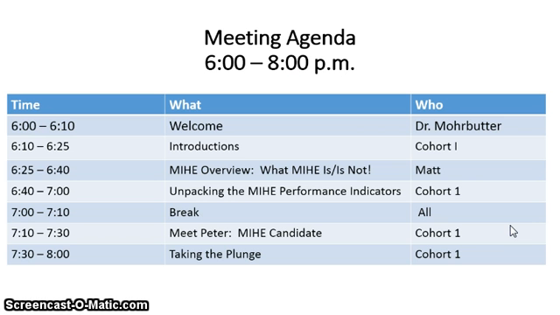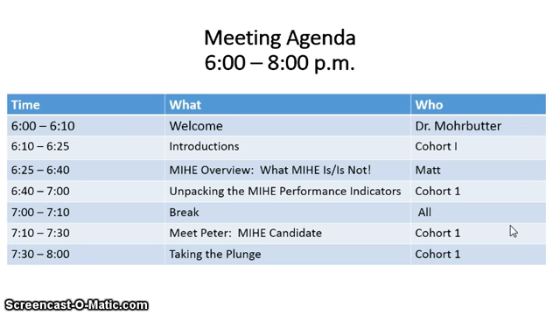So moving forward, the agenda for that meeting, we did a brief welcome. Dr. Moorbutter spoke to the group for a few minutes. We did a round of introductions because I think I was the only person in the room who did not know everyone already. I talked a little bit about what MIHE is and what it's not. We talked about the performance indicators. There are 3 of them, and we'll talk about those in a few minutes. Took a little break, and then we talked about an imaginary candidate.